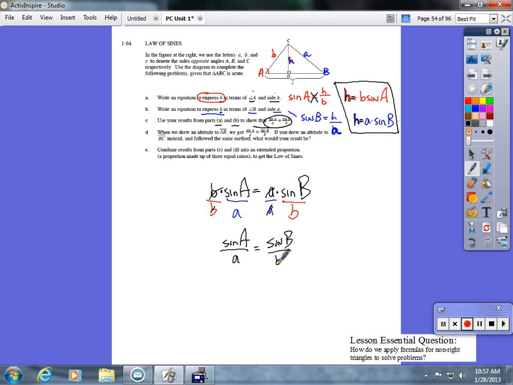Okay, now if you drew an altitude to BC instead, following the same method, what would your results be? No different there. We're just looking at sine of angle B over B, but this time it would be equal to the sine of angle C over side C. And that is where the law of sines comes from.